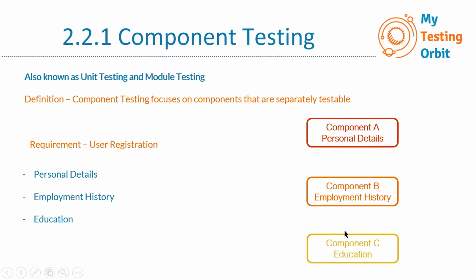They are not dependent on each other. So let's say one developer is working on all these three components. That developer can start with component C first and then develop A and then B. Or there can be three different developers: one can take component A, another component B, another component C.